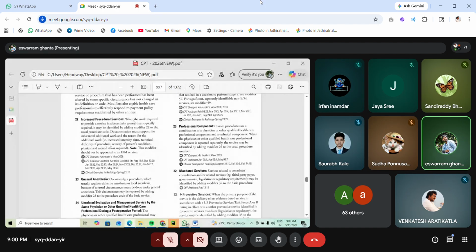Like see here, when the work required to provide a service is substantially greater than typically required, it may be identified by adding modifier 22 to the usual procedure code. Documentation must support the substantial additional work. That means time may increase, or intensity may increase, or technical difficulty may increase. I told you one thing.